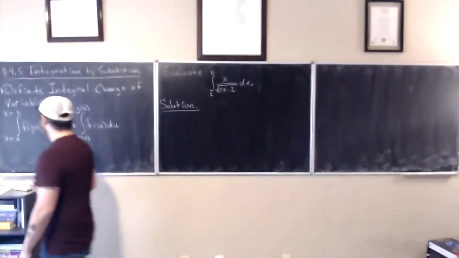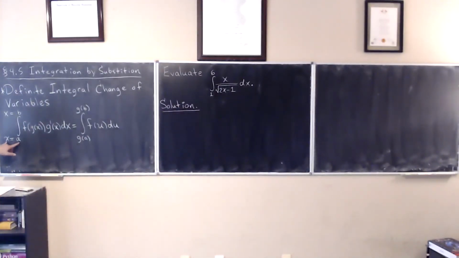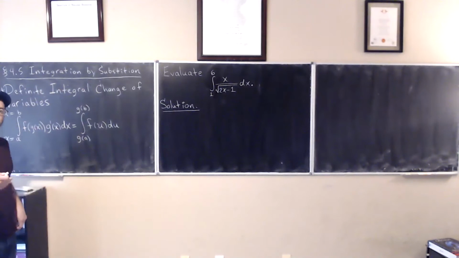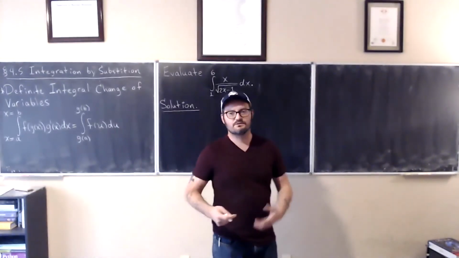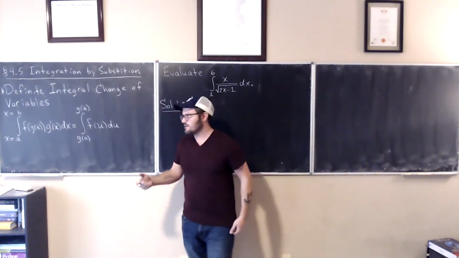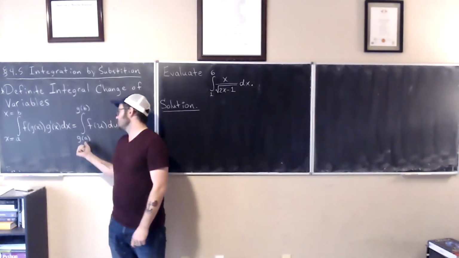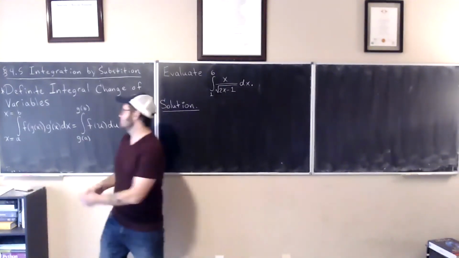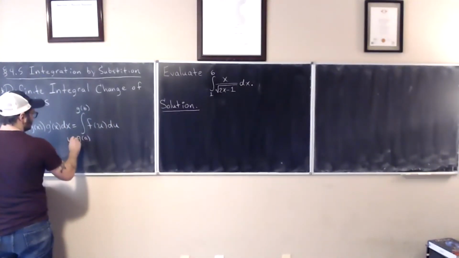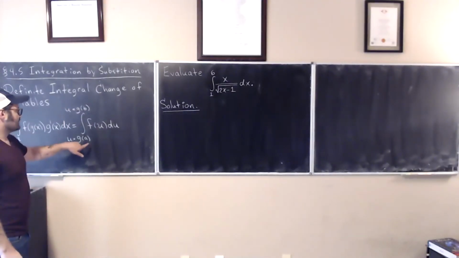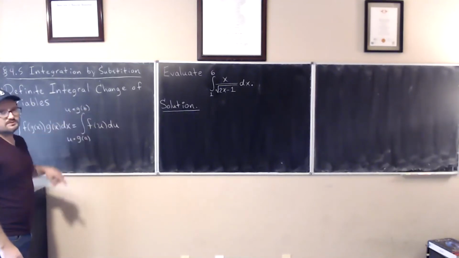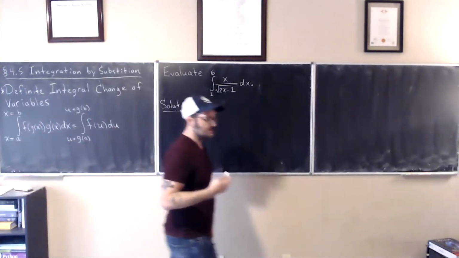Because you want to know when x is equal to a, when x is equal to b, those limits of integration for the original definite integral. Well, u is a function of x. So if you've made your change of variables and now you're integrating with respect to u, u is some function of x, and you can simply evaluate g. So u is just g, right? Evaluate g at a and evaluate g at b, and those will give you your new limits of integration.